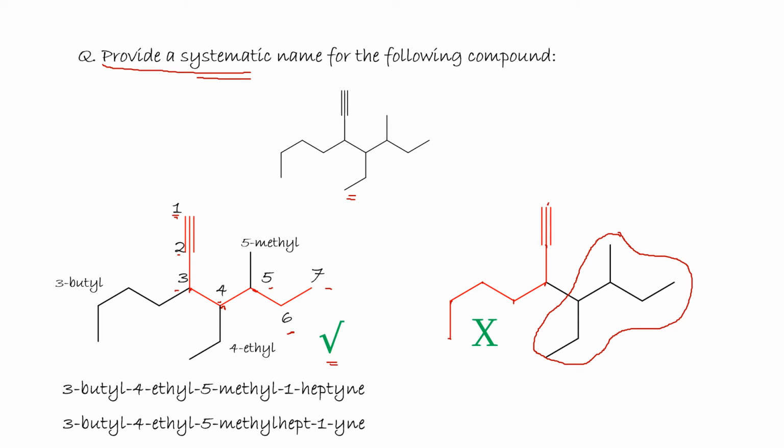We have on carbon 3 a butyl group. On carbon 4 we have an ethyl group. On carbon 5 we have a methyl group. And then we have the triple bond on carbon 1. So you say hept-1-yne, or the old way is 1-heptyne. Okay? All right.